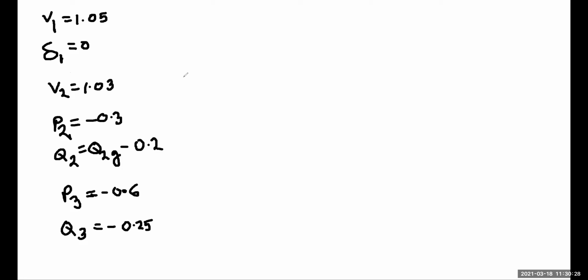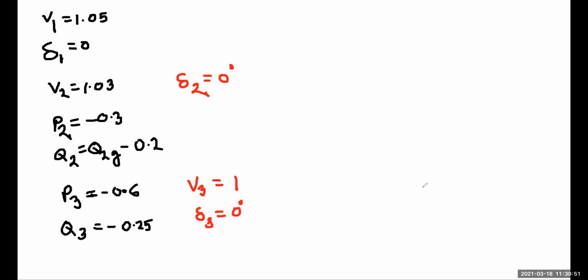Unknown things are your delta 2, that is 0. Assumed, you have to write in the bracket assumed. What is your V3? V3 is 1, that is also assumed. What is your delta 3? 0 degree, that is assumed, right?